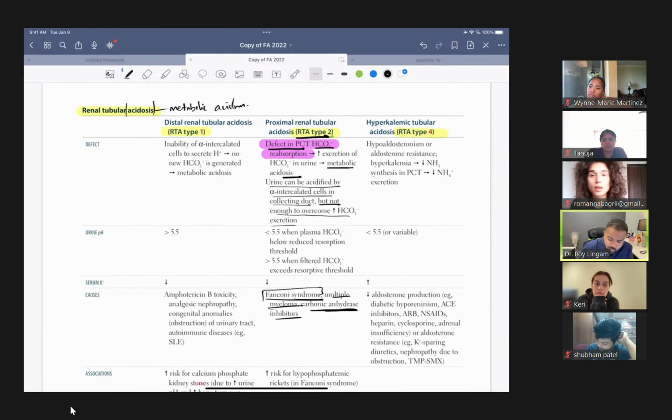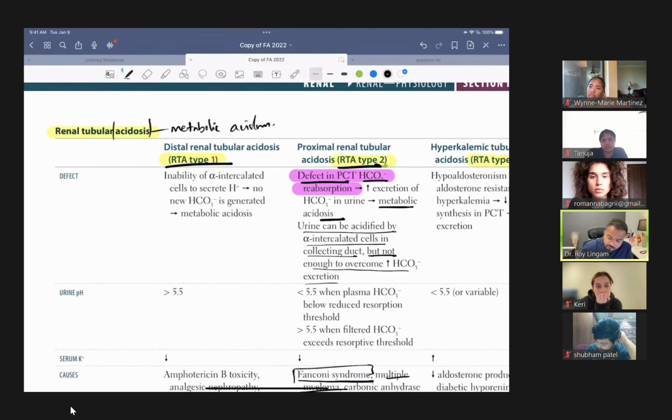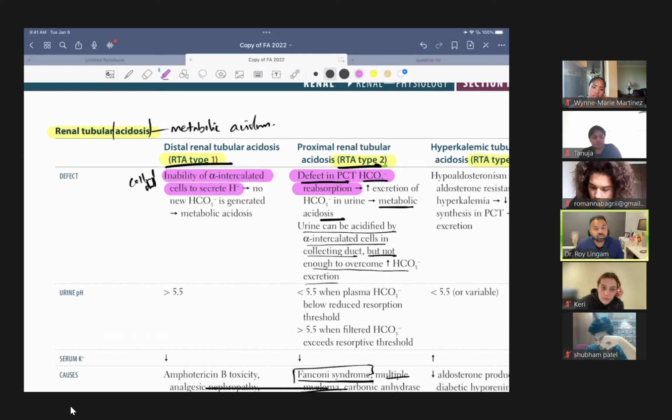Now we will go to type 1. Type 1 is a problem in the collecting duct. Okay? So it's a collecting duct problem that comes after PCT. Simply, we cannot excrete hydrogen. If you cannot excrete hydrogen, where do you keep the hydrogen? In the blood. So the blood is acidotic. Is everybody clear, folks? Okay, that's all it is.